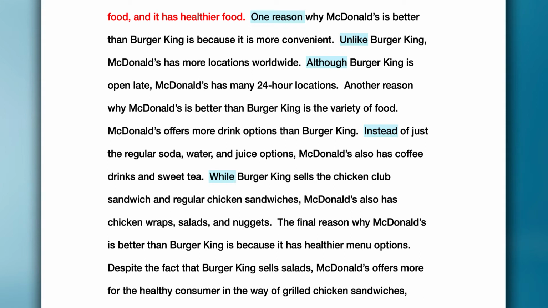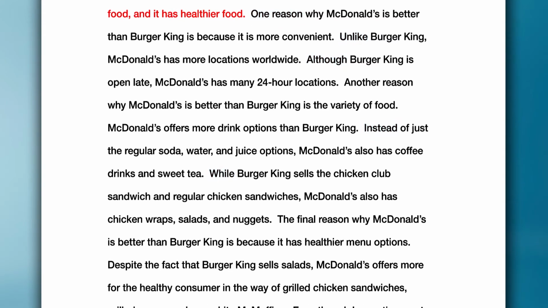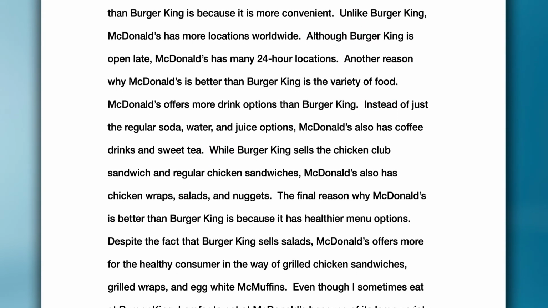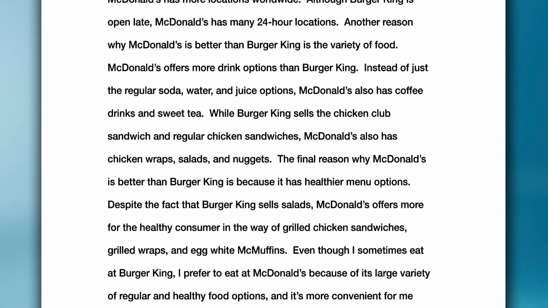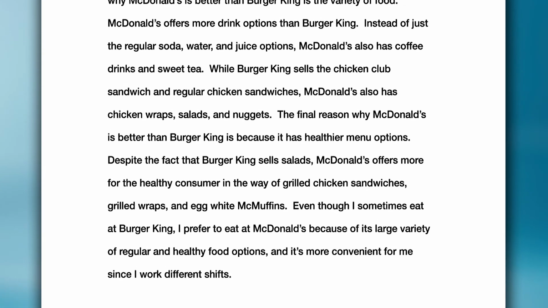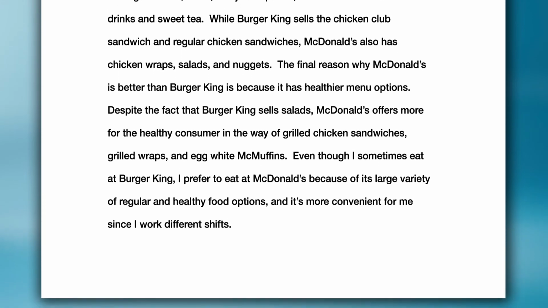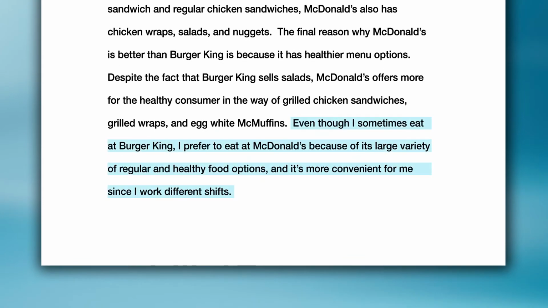These transitions help the reader to know you are contrasting the 2 restaurants and help the paragraph flow smoothly from point to point. Please note, however, that there are different transitions to use if you are comparing people, places, or things. We finally end with a concluding sentence that sums up the main point of the paragraph. It restates the topic sentence in fresh, original language, and it also adds a point of interest for the reader.